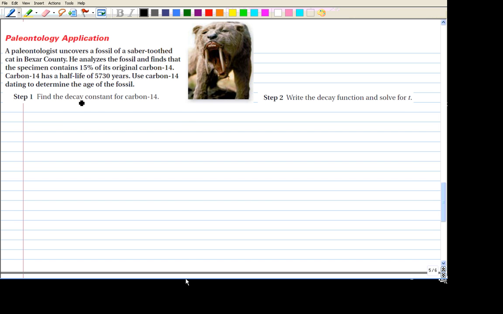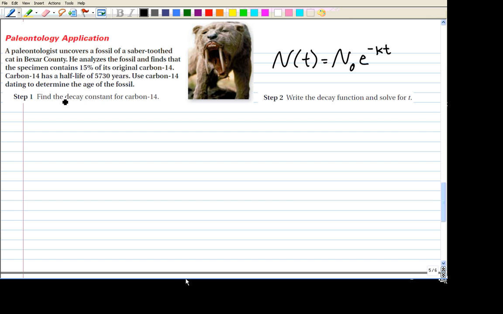We'll have two steps here. First, we'll need to find the decay constant for carbon-14 since it was not given to us. And then we'll use that value to solve for t. So just a reminder, that function that we just learned was N of t, our final amount, will equal our original amount times e to the negative k, our decay constant, times t.